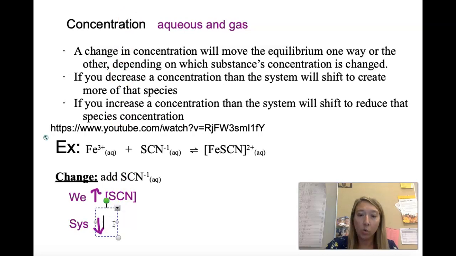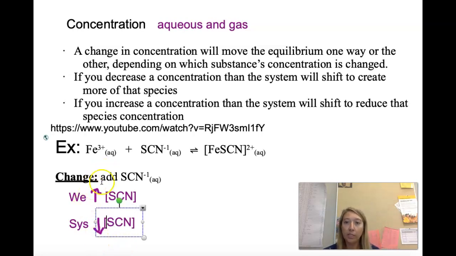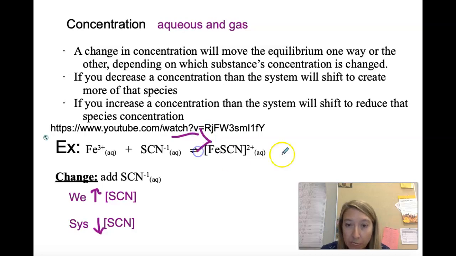Okay, so the question told us what the change was. We wrote that down, and we figured out what the opposite is, right? Increasing and decreasing, those are opposite to each other. So to be able to decrease the amount of SCN minus, our system has to shift away from it. Let's pretend it's a nice straight arrow. It is going to shift to the right. So what that means is my system has counteracted the change, which we did by increasing the SCN, by decreasing the SCN.